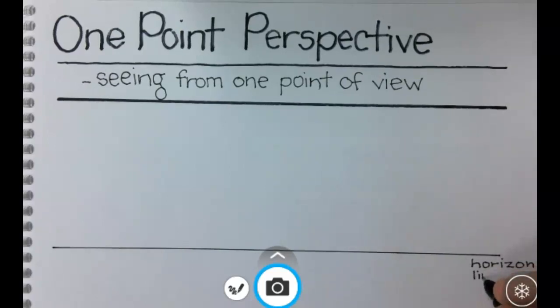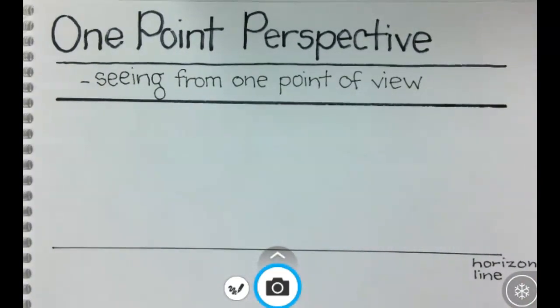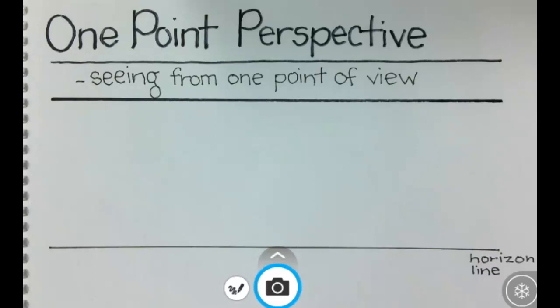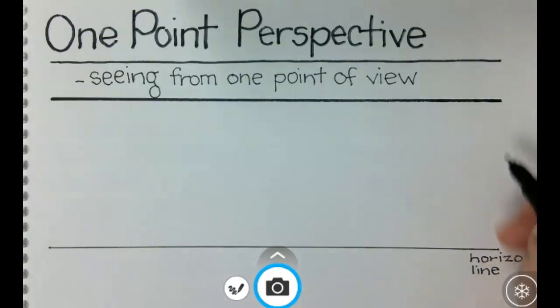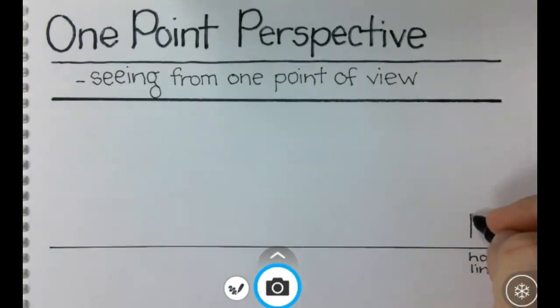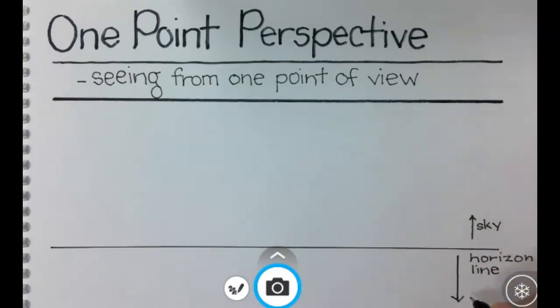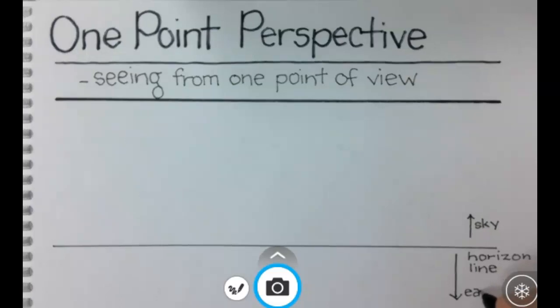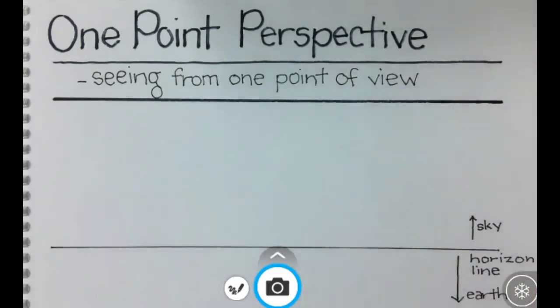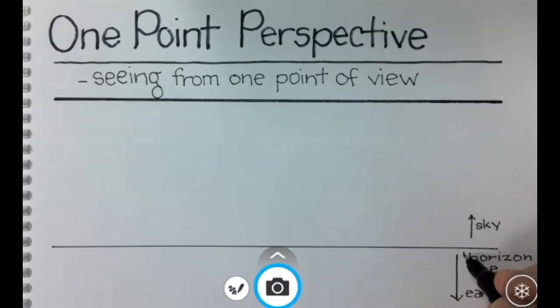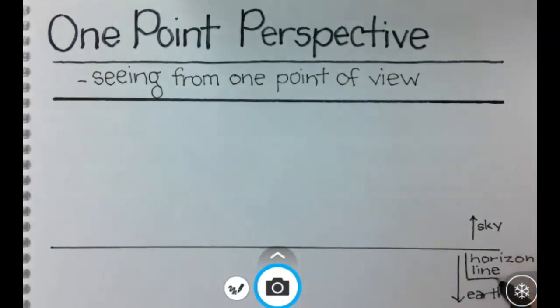And then you and I are going to go outside and we're going to look at where that horizon line is. But we're going to start with that horizon line, which again, above it is sky, and below it is earth. So that's what we're talking about when we talk about a horizon line.